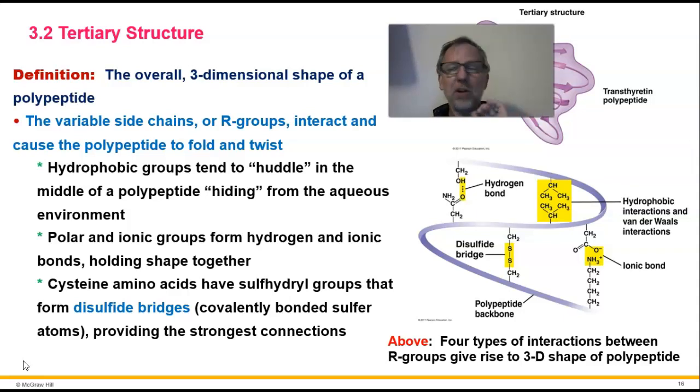Remember, covalent bonds are the strongest kinds of bonds. So if a protein has disulfide bridges that are holding its three-dimensional shape, those are really strong interactions or bonds that are holding that shape. They're like nails that are being pounded into something to hold it in place and give it shape. That's what disulfide bridges help to do.